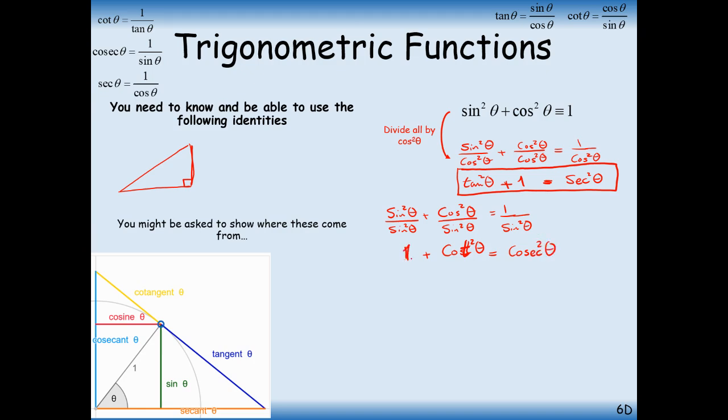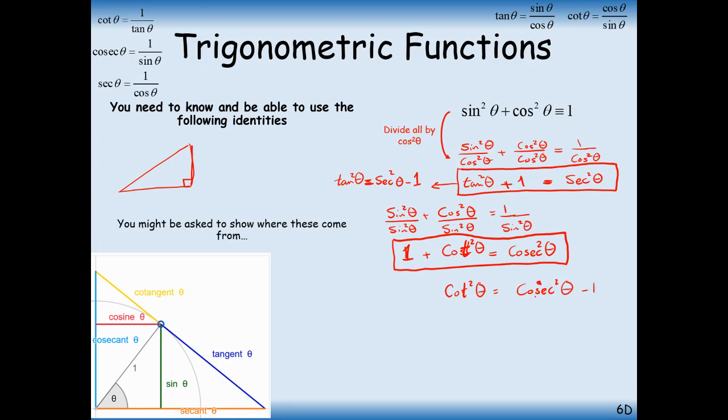Alright, so these identities can also be rearranged. So if somehow you need to prove this identity, you can also use the fact that tan square theta can be written as secant square theta minus 1. That's one rearrangement of the same equation. And also cotan square theta can be written as cosec square of theta minus 1.